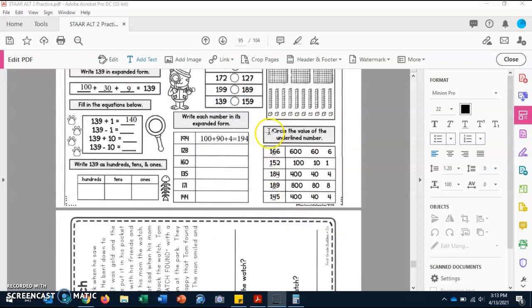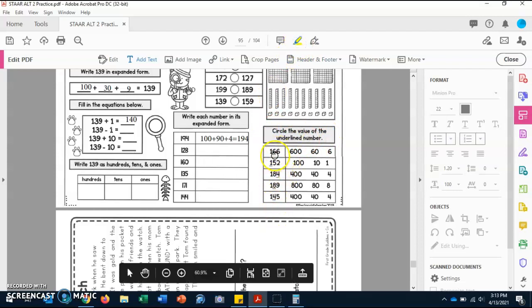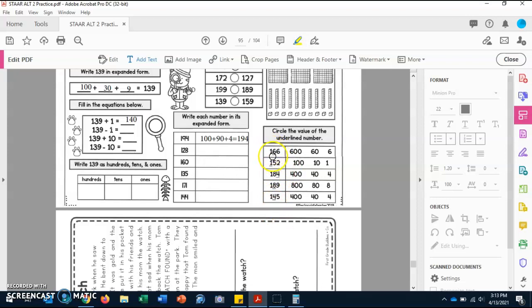And over here in the bottom, it says circle the value of the underlined number. So here we have our 3-digit numbers. However, only one digit is underlined. So we have our hundreds right here, our tens, and our ones. In this case, our middle number is underlined, so that would be our tens. So this number right here would be what? Is it 600, 60, or 6?